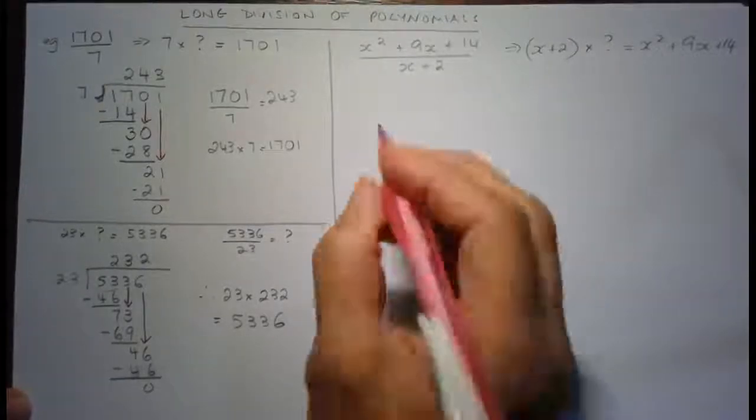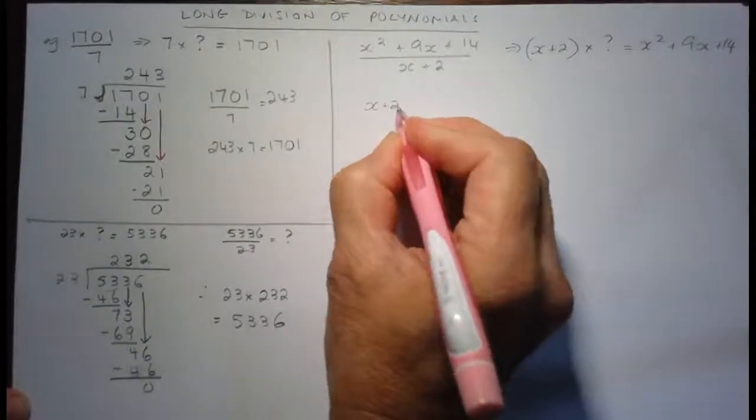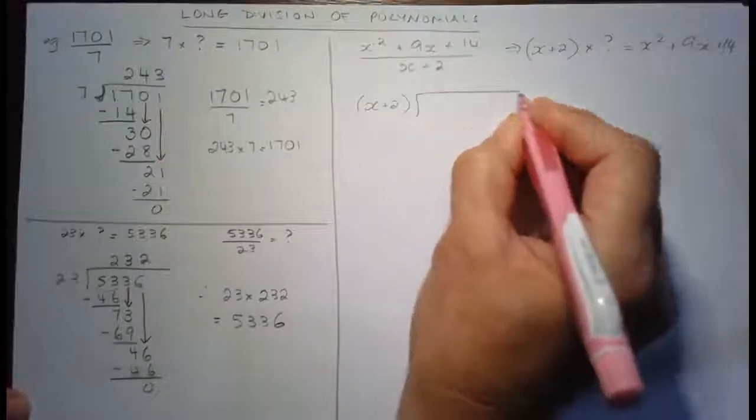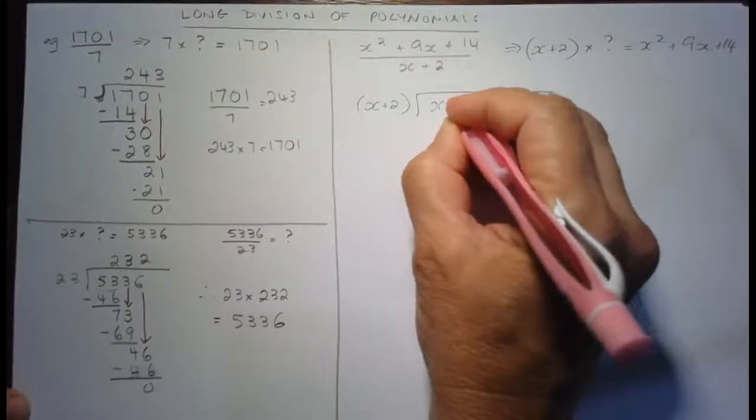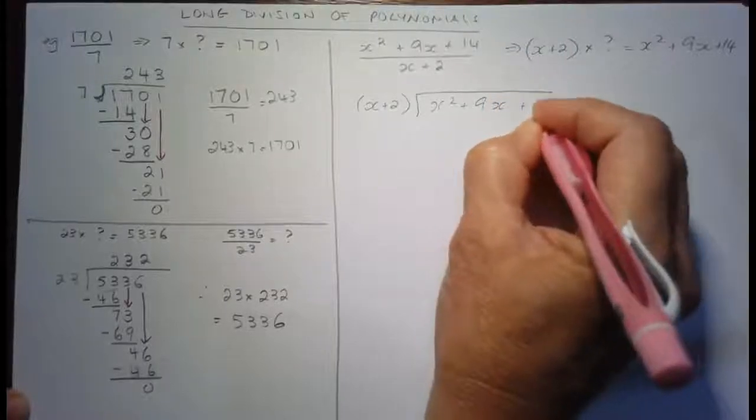I'm going to set it out exactly the same. x plus 2, and I want to find how many times that will divide into x squared plus 9x plus 14.